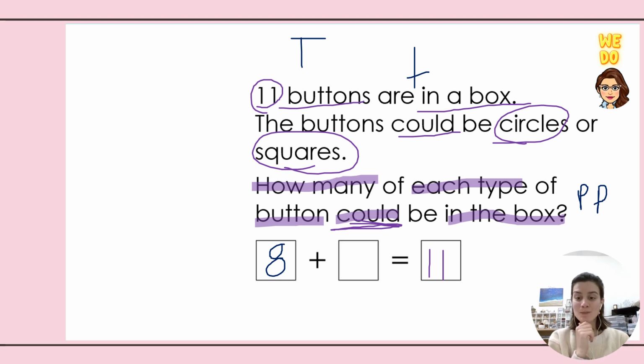So I chose my strategy to solve, right? I plugged in what I know, and then I am now moving on to step 3, solve it, and I'm going to count on from 8 until I reach 11. Ready? 8, 9, 10, 11. I counted on 3 times, which means 8 plus 3 equals 11, which means how many of each type of button could be in the box.